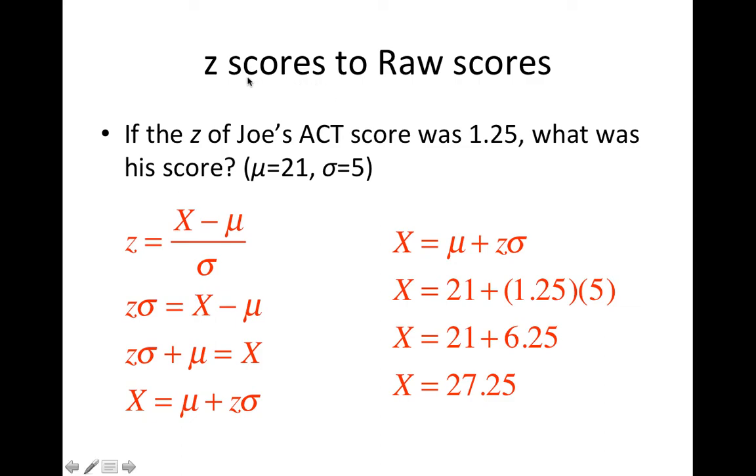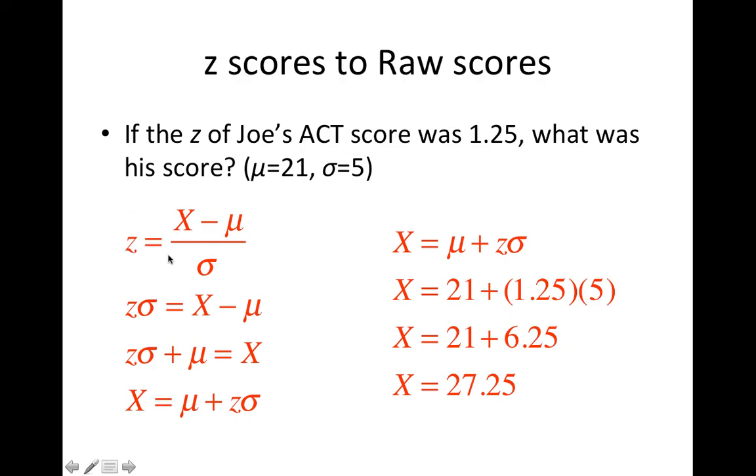We can also go backwards. Let's say we were told that the Z of Joe's ACT score was 1.25. We might want to know, well, what was his score? I mean, test scores are given to you either in percentiles or in the actual scores. What is that score? That might be a useful piece of information.